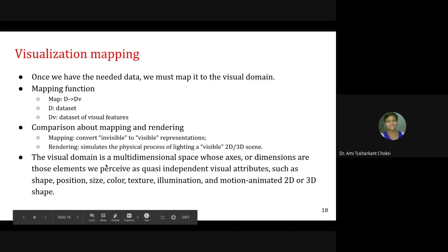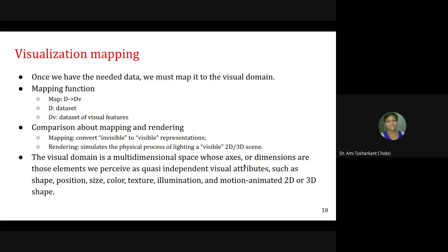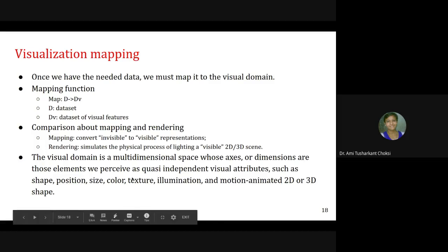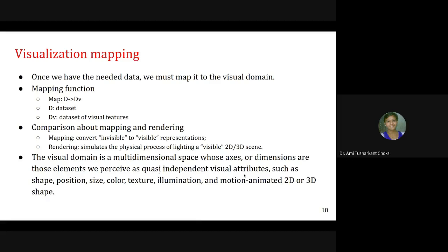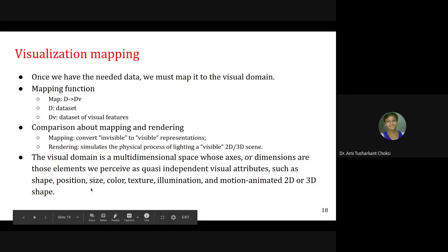The visual domain is a multidimensional space whose axes or dimensions are those elements we perceive as quasi-independent visual attributes such as shape, position, size, color, texture, illumination and motion. That means animated 2D or 3D shape.